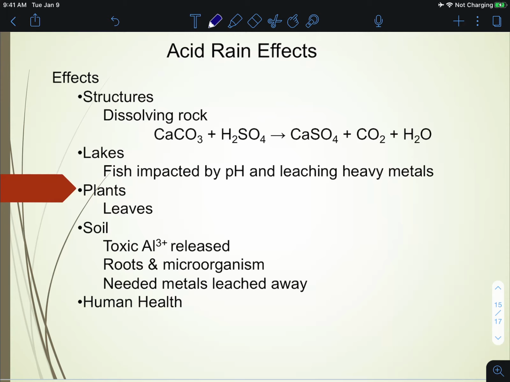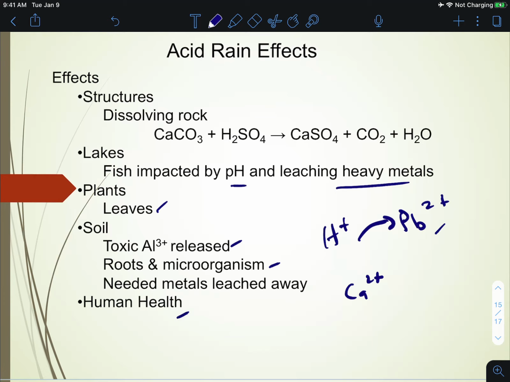It does impact lakes. Fish are impacted both by the low pH, but also by the leaching of things like heavy metals from the soil. So things like lead can be leached out of the soil. This would be held in the soil, but hydrogen ions come along and replace that, and this becomes now available and can be toxic. It affects the plant leaves. I think it affects their ability to exchange gases. Somehow it messes with the stomata, which are the little cells that exchange gas. Aluminum's another metal that gets leached out. It can affect roots of plants and microorganisms. And then good metals that are needed by the plants get leached away, things like calcium.